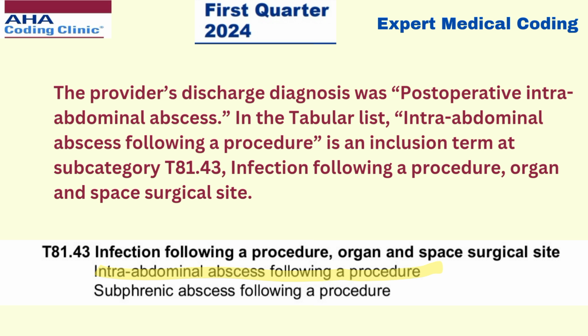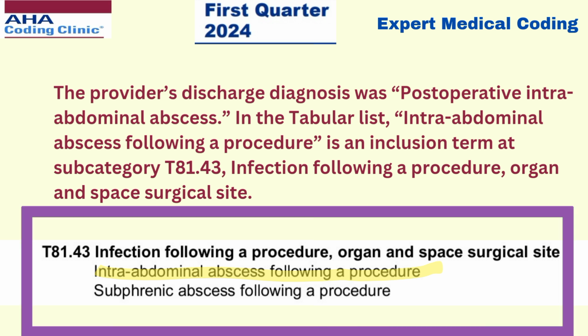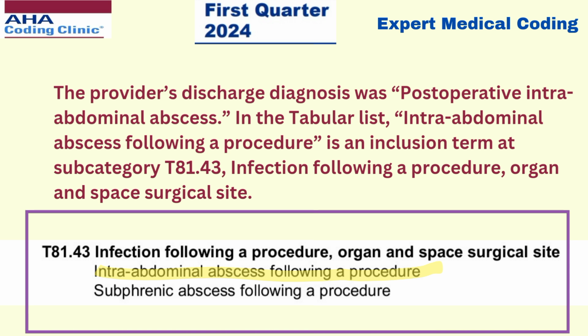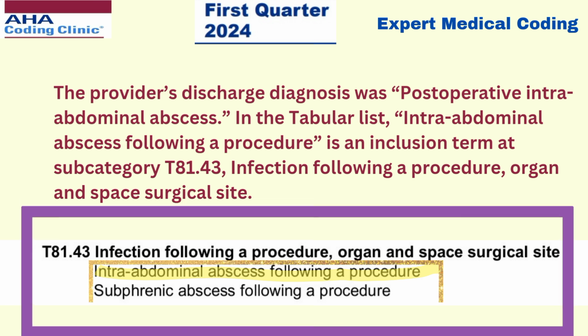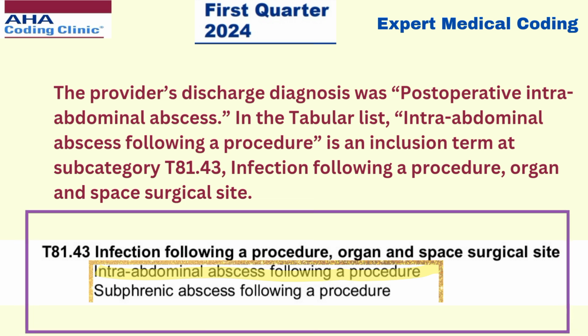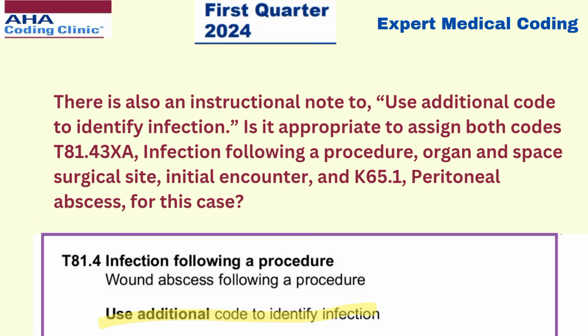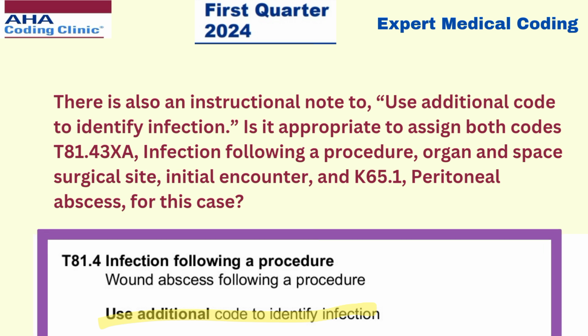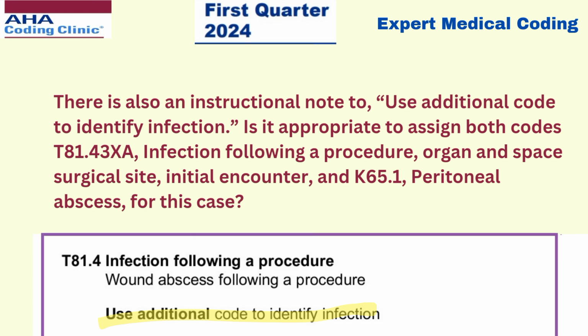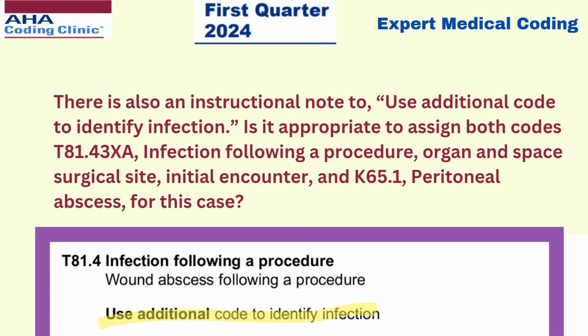In the tabular list, intra-abdominal abscess following a procedure is an inclusion term at subcategory T81.43, infection following a procedure, organ and space surgical site. So as you can see here, in the subcategory T81.43, there is an inclusion term, intra-abdominal abscess following a procedure. There is also an instructional note to use additional code to identify infection. So the question is, is it appropriate to assign both codes, T81.43XA, infection following a procedure, organ and space surgical site, initial encounter, and code K65.1, peritoneal abscess, for this case?